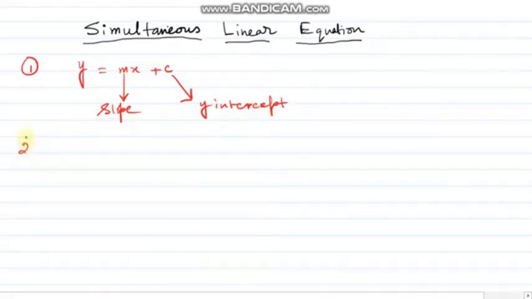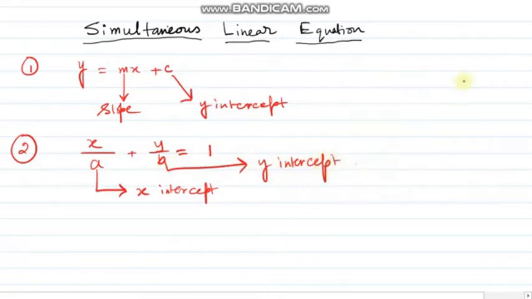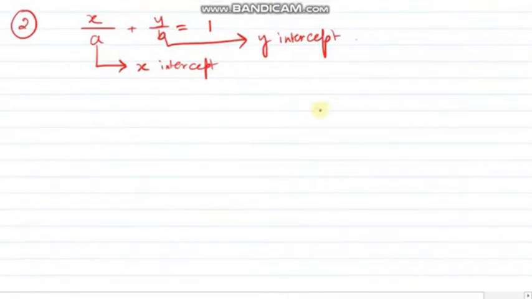And another one, if we can represent the line in the form of x divided by a plus y divided by b equals to 1, then a is my x-intercept and b is my y-intercept. So these are the two things which you should know. If you don't know, please check the videos in the coordinate geometry.